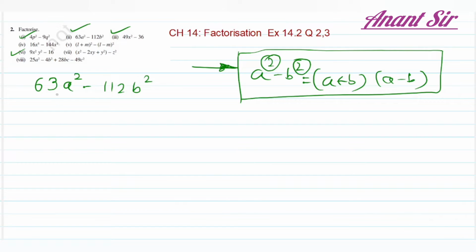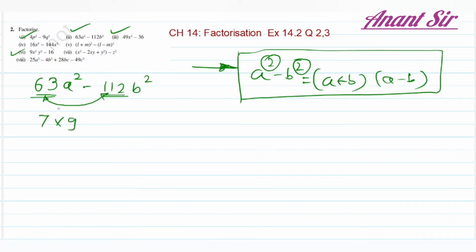Now the problem is 63 is not a perfect square, and 112 is also not a perfect square. So now we have to find what we can take common from these two numbers, 63 and 112, so that the remaining numbers will be perfect squares. For that we need to remember a few tables also, right?